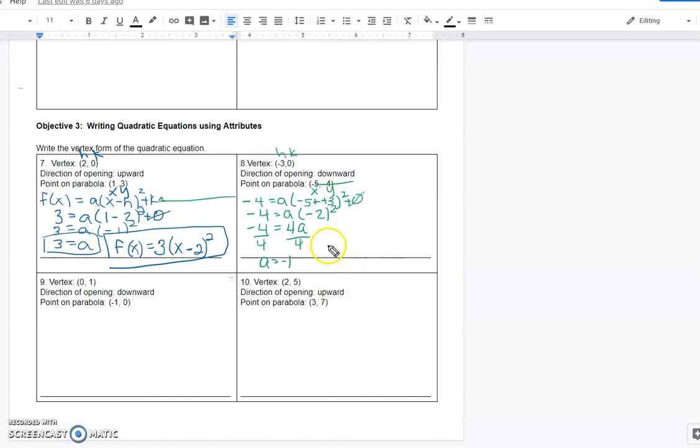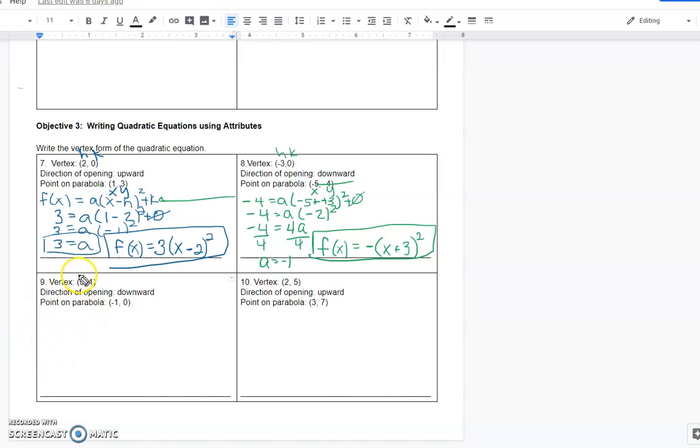Now I can write my equation. F of x is equal to negative 1, and I'm just going to write the negative. Then x minus negative 3, which becomes positive 3, a double negative. And then just like before, when I have that 0 there, I don't really need to write it. So this would become my equation.